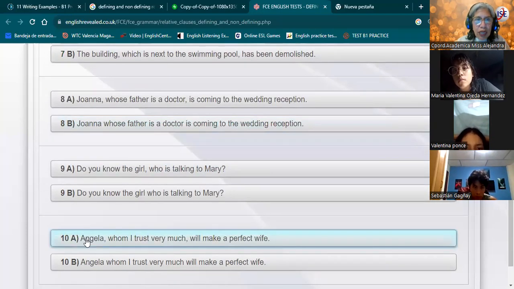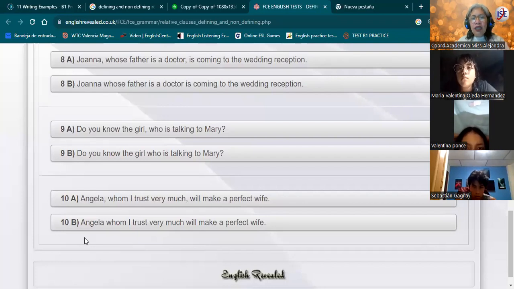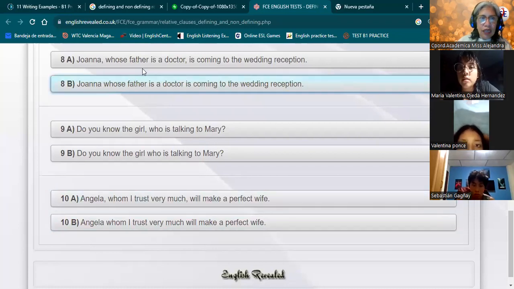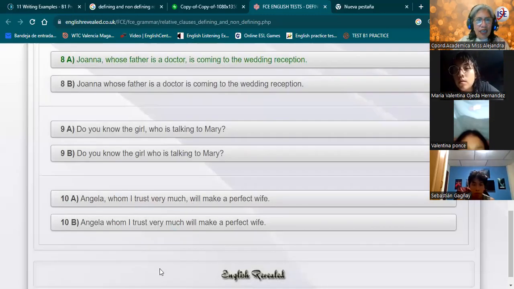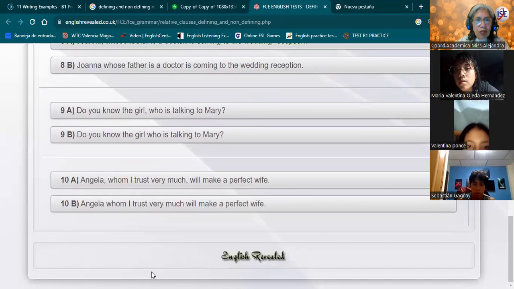Maria Valentina, Joanna, whose father is a doctor, is coming to the wedding reception. Which one is the right one, A or B? Letter A. Okay, Joanna, whose father is a doctor. Extra information. Perfect.